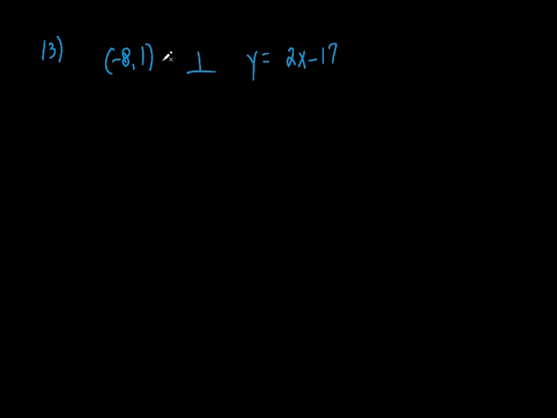So what does that mean? Well, I got a point, so that's my x and a y. What does it mean to be perpendicular to this? What's true about the line I'm trying to find? That's right, the slope's negative reciprocal. So if the slope of this line is 2, what's the slope of the line I'm trying to find? Negative 1/2, good.